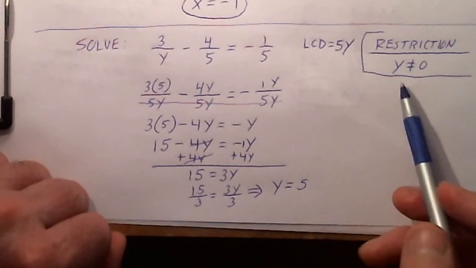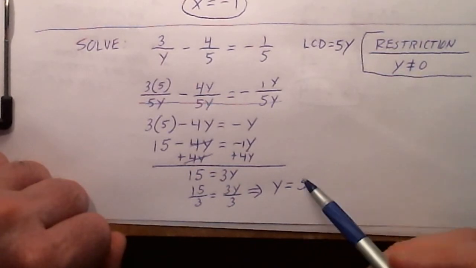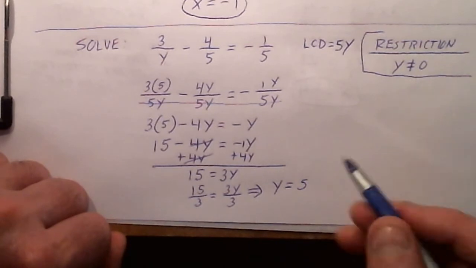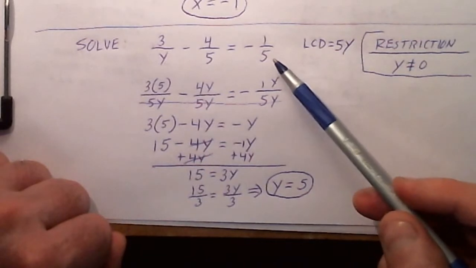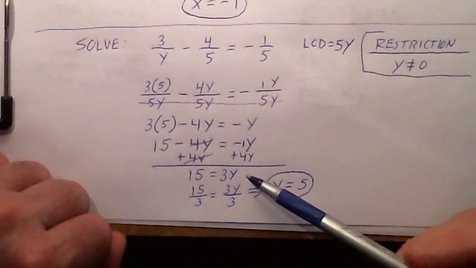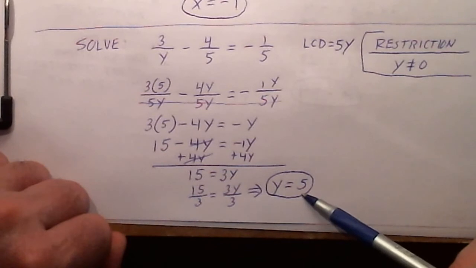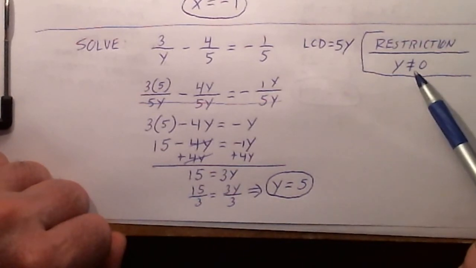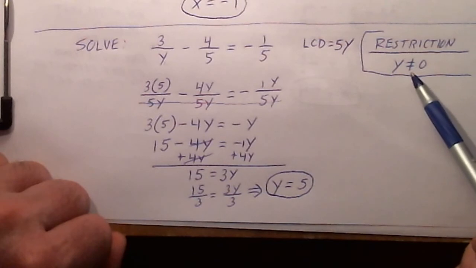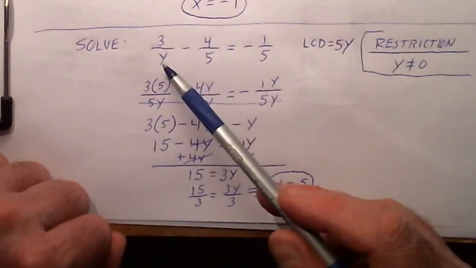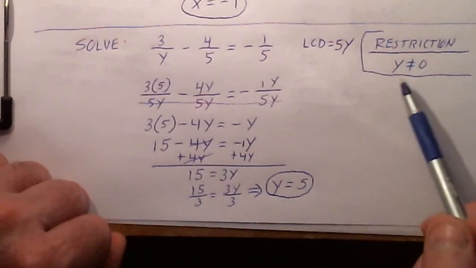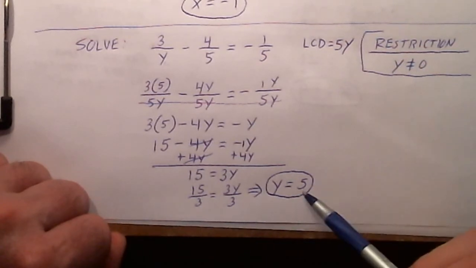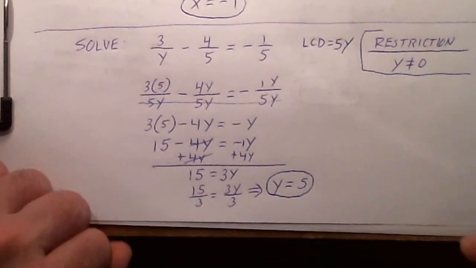Notice 5 does not violate the restriction placed on this rational equation initially, and because of that, we retain this as our solution, and there is your answer. If, ladies and gentlemen, we went through this entire solution process for this equation and we got a solution of 0, we would have to toss 0 out as being a solution because 0 violates our restriction. And in such a case, we would say this equation has no solution. But we didn't get that. We got 5, which does not violate our restriction, so 5 remains as the valid solution to this rational equation.